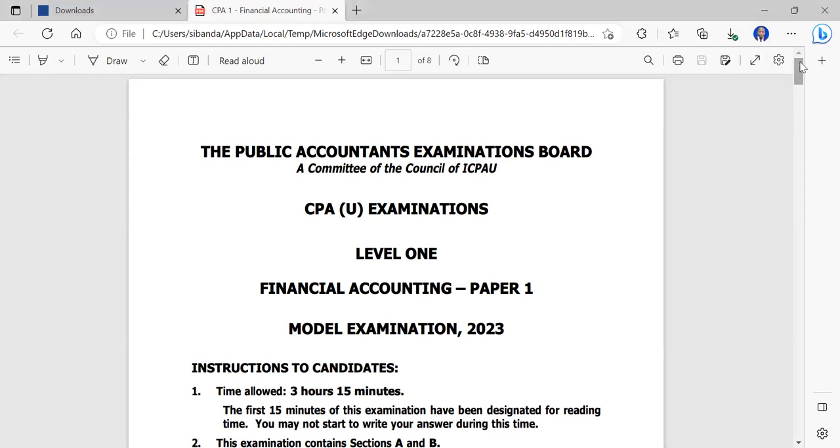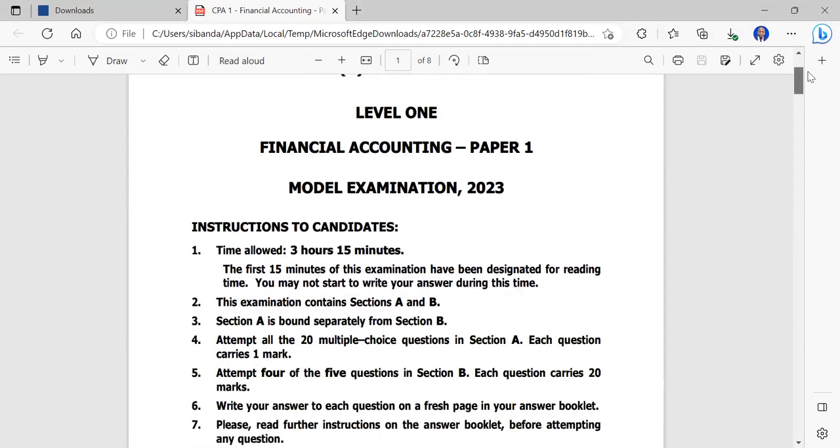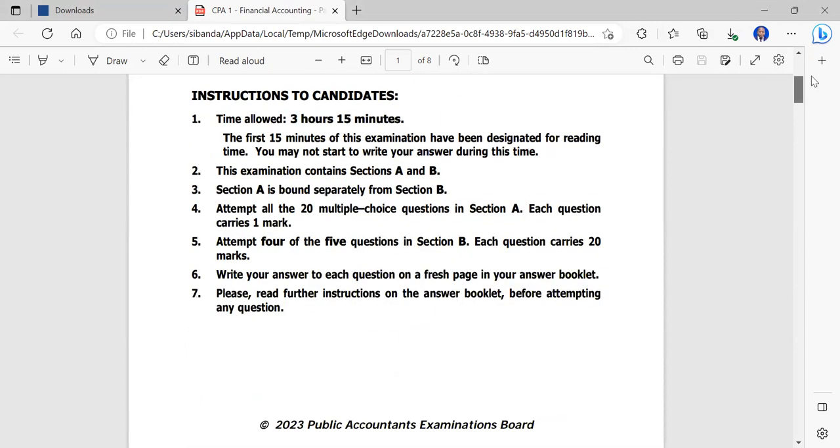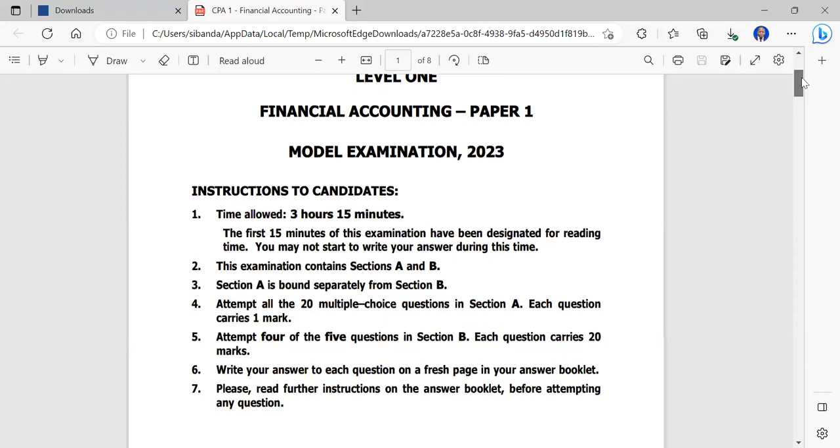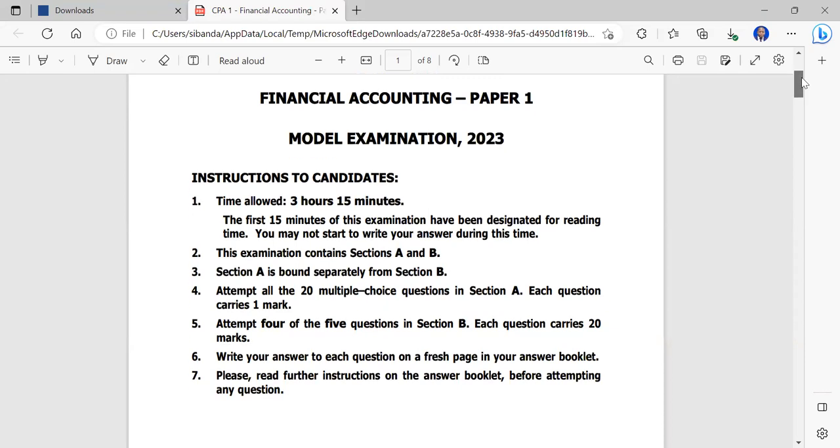Today we want to do a review of the 2023 model examination paper for CPA. As we can see, the paper is still 3 hours, 15 minutes. In the first 15 minutes, you may not start writing your answers, but this is a time when the examiner says start, and that means you're going to use this time to read through and make selections of the questions.